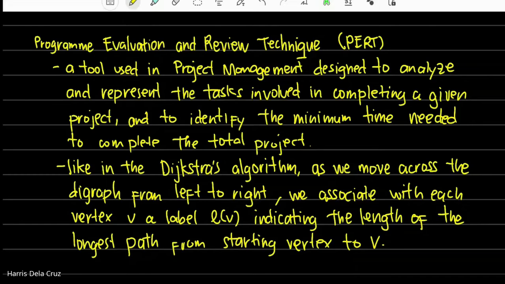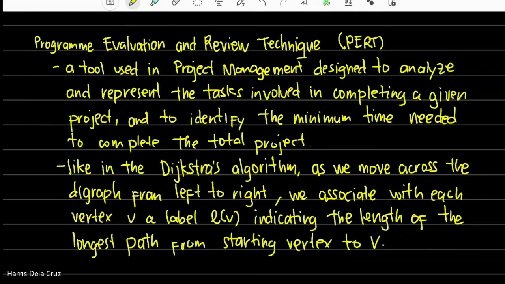So, ang idea, kamukha lang sa Dijkstra algorithm, ang gagawin mo lang, you move across from left to right, kasi may arrow to eh. So, kailangan susundan mo yung direction ng arrow. So, in this particular graph, hindi ka pwede bumalik sa arrow ha. Kasi directional yung arrow. So, you follow the arrow from left to right, then we associate with each vertex B a label indicating the length of the longest path.